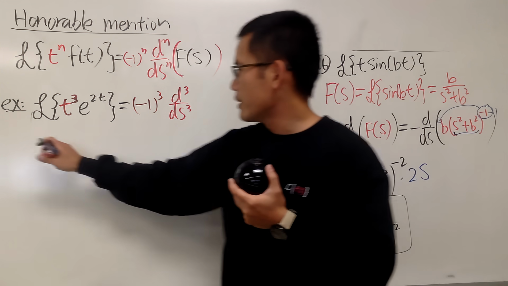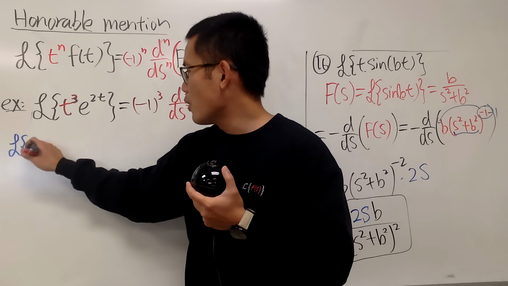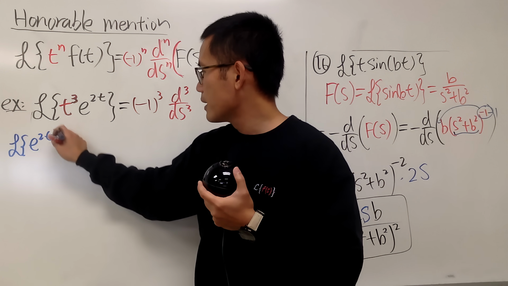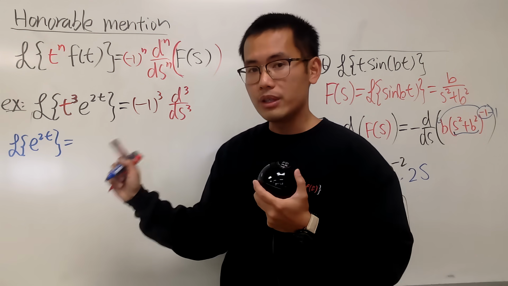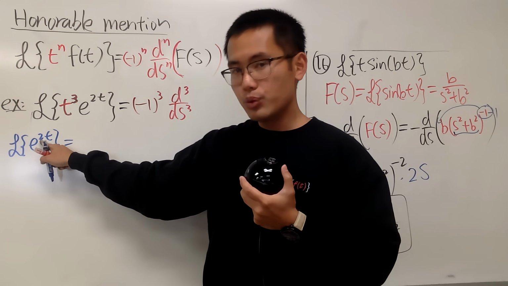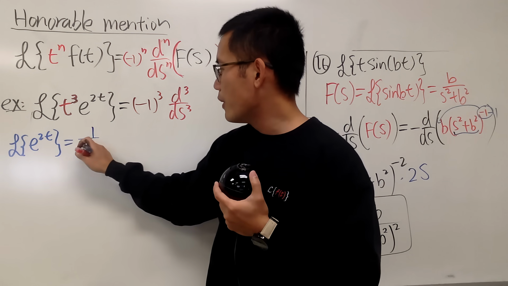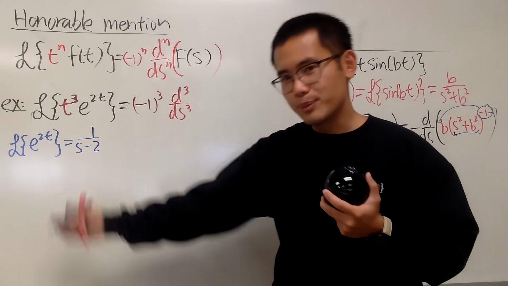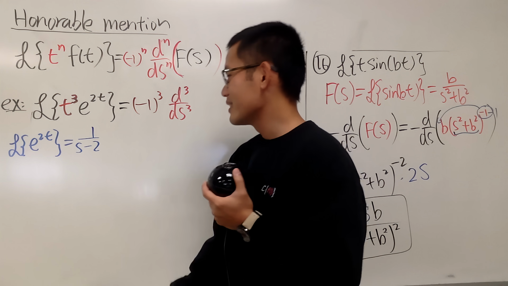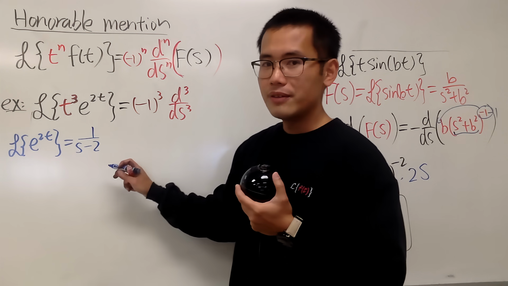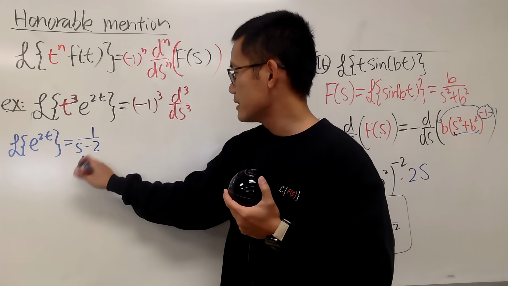Let me write it down right here. If you look at the Laplace transform of e to the 2t, if you just look at this part only, the a value right here is 2. So this right here is 1 over s minus 2. S has to be greater than 2, but you don't need to write that down too much. And this right here is precisely our F of s. So this right here is the F of s.